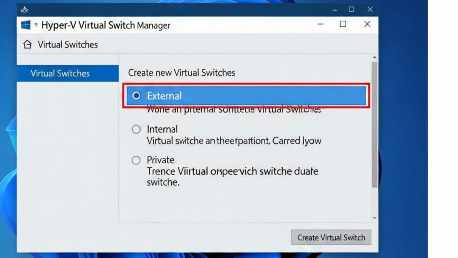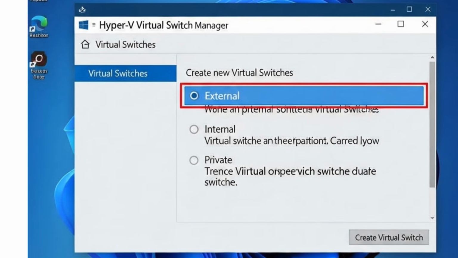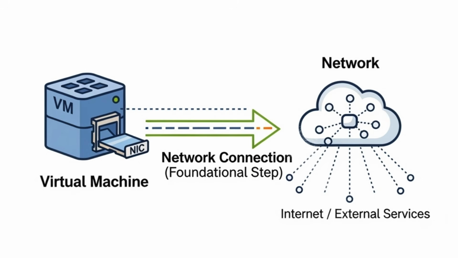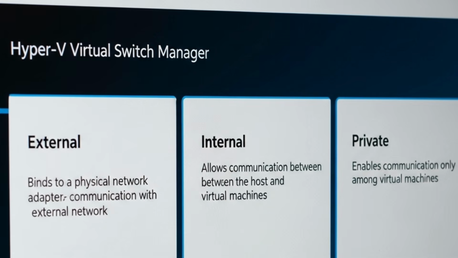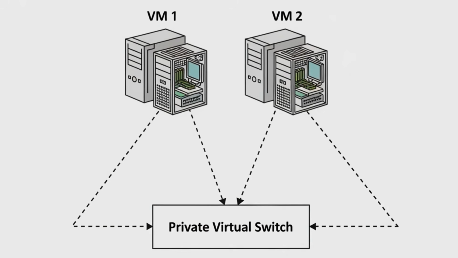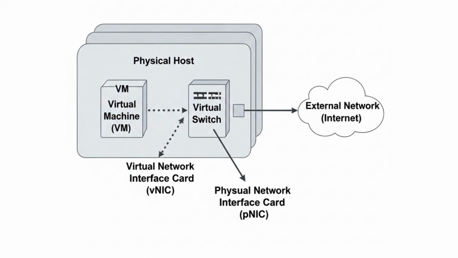External switches connect your virtual machines to your physical network. This means your VMs can access the internet and communicate with other devices on your network. Internal switches allow communication between virtual machines and your host computer, but not to the outside network. And private switches only allow virtual machines to communicate with each other, completely isolated from everything else. For most scenarios, you want to start with an external switch.